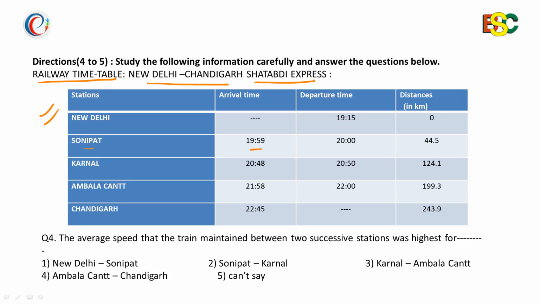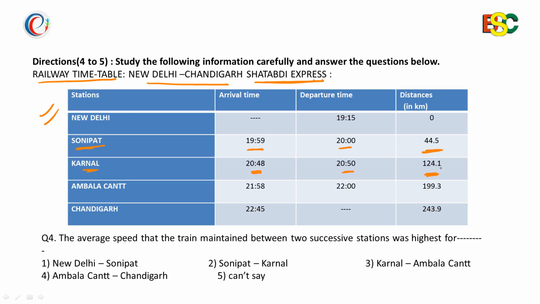Okay, here it means that in front of Sonipat, under arrival time, 1959 is written. It means that the Shatabdi Express arrived at Sonipat at 1959 and departed at 2000, and till Sonipat it covered the distance of 44.5 kilometers. Then in Karnal also it arrived at 2048 and departed at 2050, and the distance covered is 124.1 kilometers. Just focus at this point.